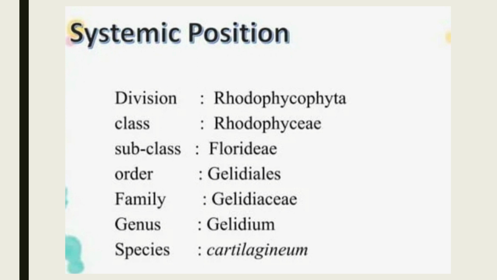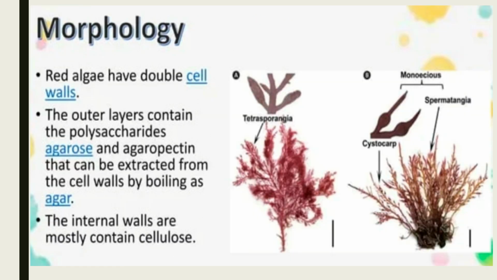The systematic position of Rhodophyceae: it comes under the division Rhodophycota, class Rhodophyceae, subclass Florideae, order Gelidiales, family Gelidiaceae, genus Gelidium, and species cartilagineum. We'll go briefly over the morphology and reproduction.